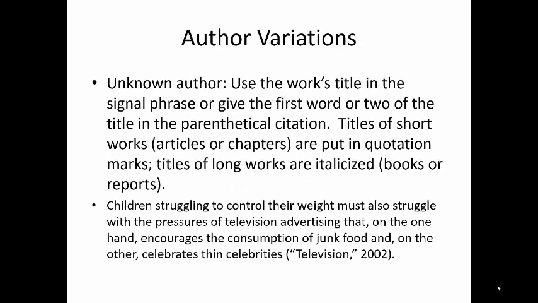Now, there's a couple different author variations to be aware of when citing work in your text. Sometimes the author will be unknown. In this case, you use the work's title in the signal phrase or give the first word or two in the parenthetical citation. If the work is short, such as articles or chapters, the title is put in quotation marks. But if the work is long, then the title is italicized, such as for books or reports. The next bullet shows a great example when citing a short work from an unknown author.